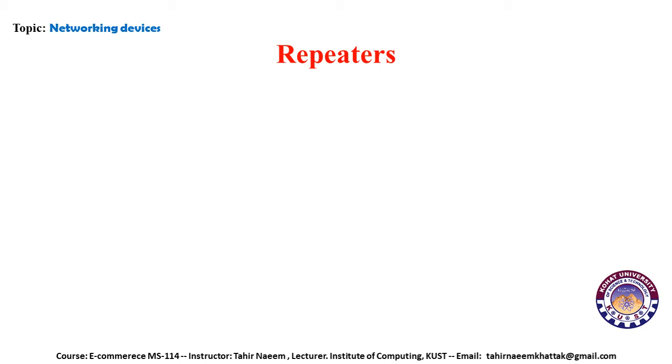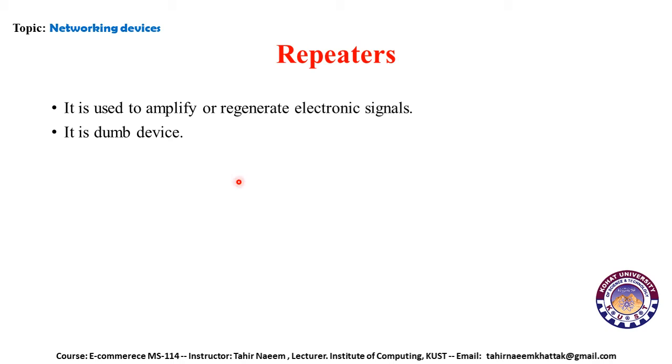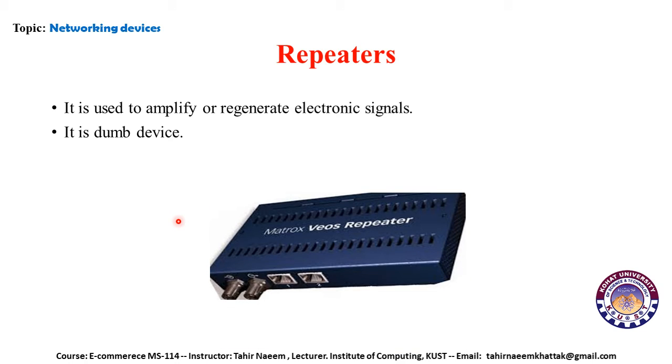Our next topic is repeaters. Repeaters are used to amplify or regenerate electronic signals. After covering some distance, the electric signals or electric pulses tend to get weaker. A repeater is used to amplify or regenerate the electric signal. It is a dumb device, meaning that it doesn't control the flow of data; it is not an intelligent device. And this is the picture of a typical repeater.